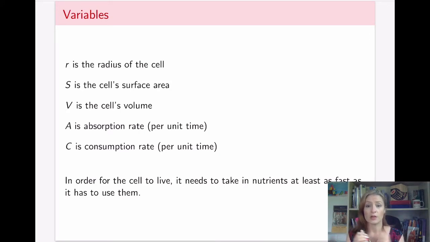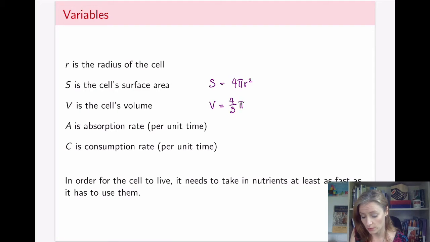Because a sphere is fully determined by its radius, it is convenient to have r as the radius of our cell. S is going to be the surface area of the cell, and because it is a sphere, we actually know exactly what that is. The surface area of a sphere is 4 pi r squared. V is going to be the volume of the actual cell, and again, because it's a sphere, we know what that is in terms of our radius, 4/3 pi r cubed.